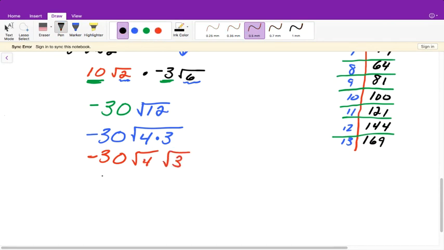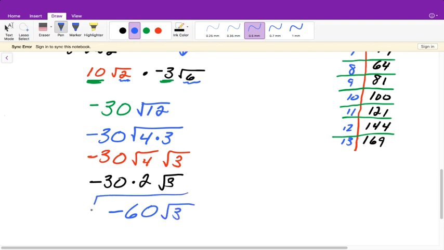And now we know the square root of 4 is 2. So it's negative 30 times 2 times the square root of 3. And negative 30 times 2 is negative 60. So it's negative 60 times the square root of 3.